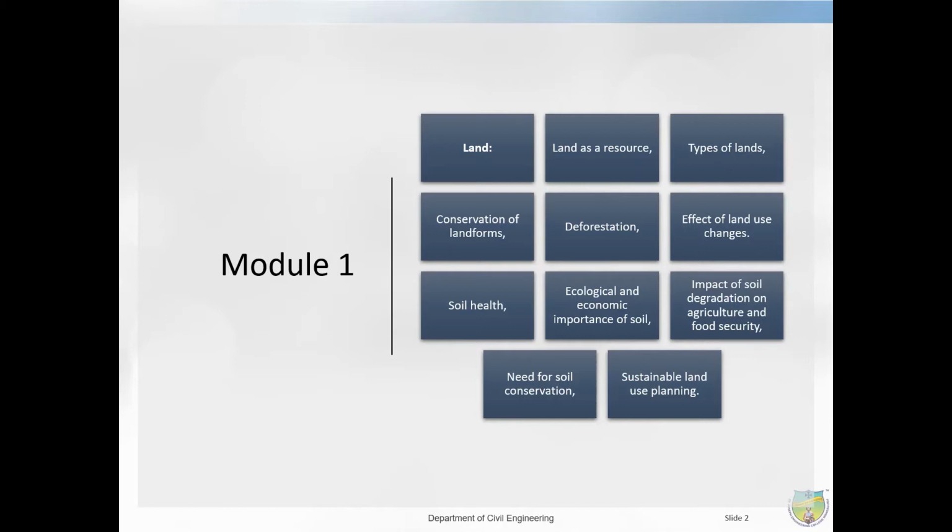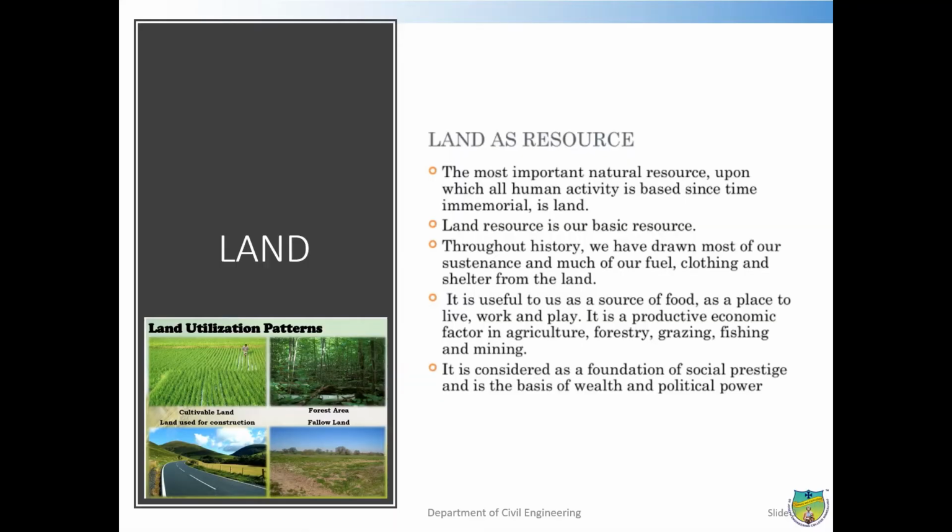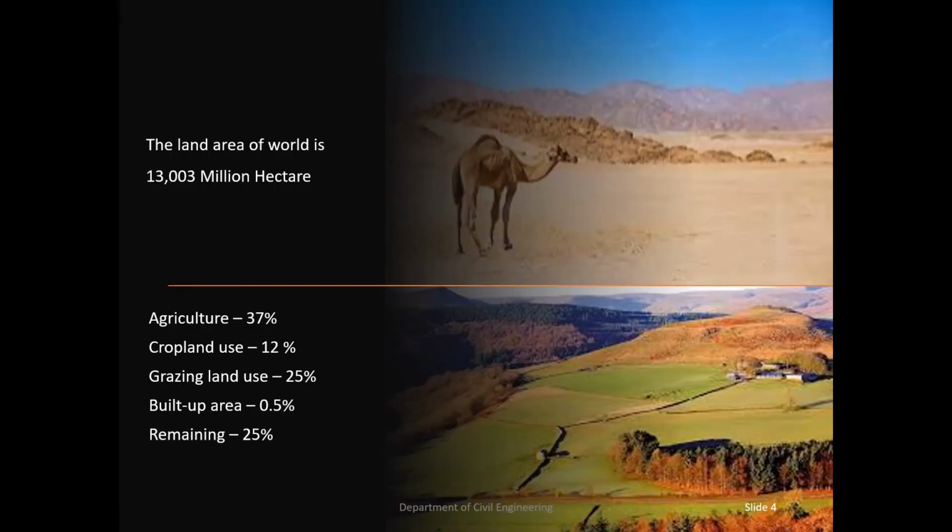In the first module, we will be discussing about land and land as a resource. It includes different types of lands, conservation of landforms, and the other following details as mentioned below. So the most important natural resource upon which all human activity is based since time immemorial is land. And land is our basic resource. It is considered as the foundation of social prestige and is the basis of wealth and political power.